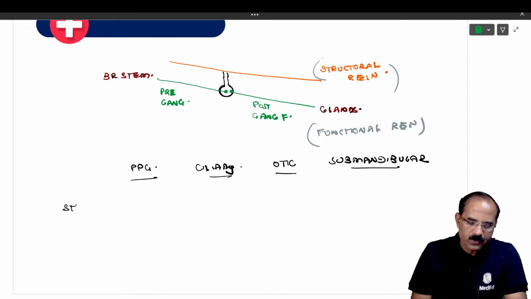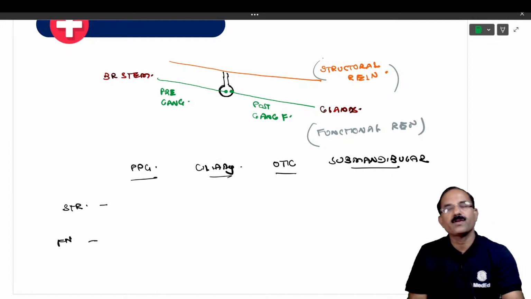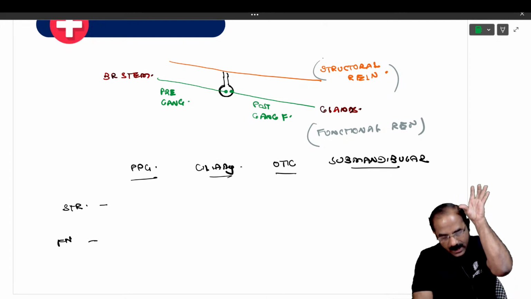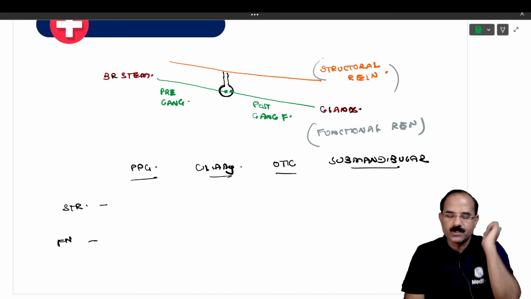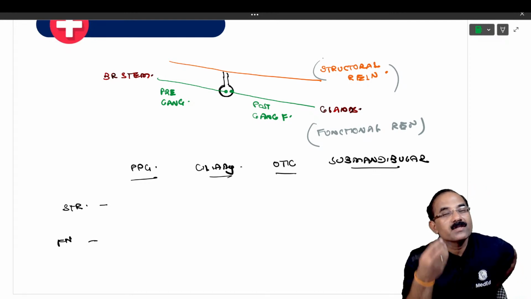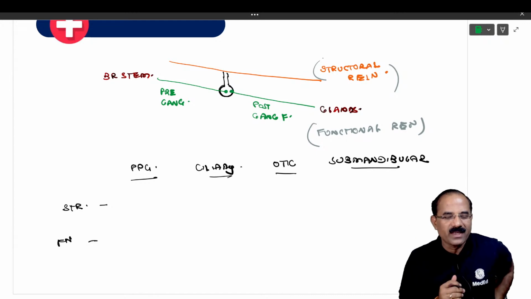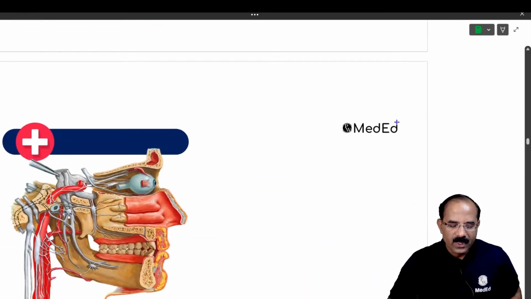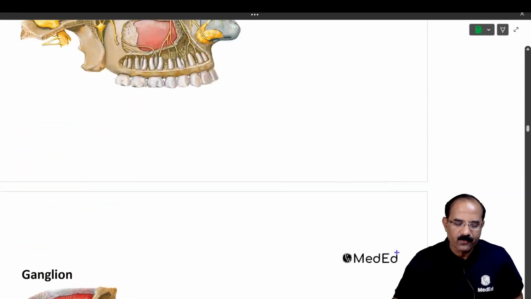Now we start with structural relation and functional relation. Structural and functional. Remember, once again, structural means the ganglion is hanging from the nerve. Now you tell me, pterygopalatine ganglion is hanging from which nerve? Can anyone tell me this?